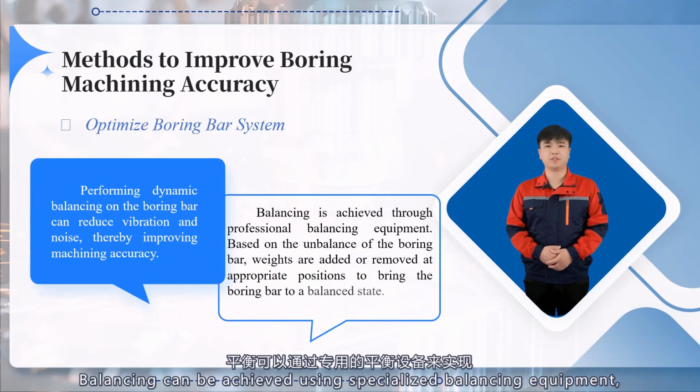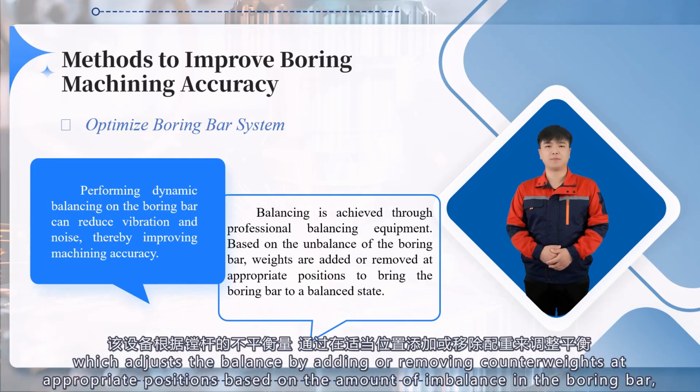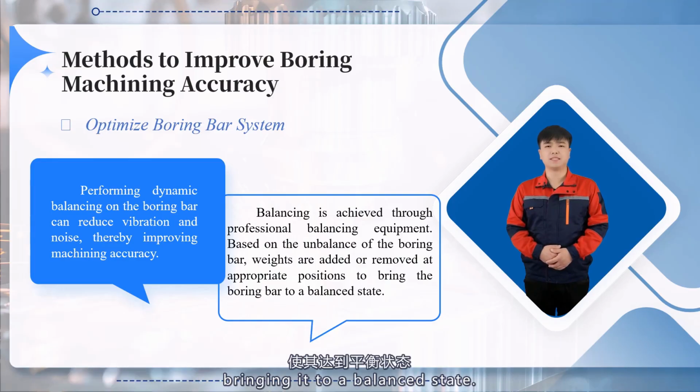Balancing can be achieved using specialized balancing equipment, which adjusts the balance by adding or removing counterweights at appropriate positions based on the amount of imbalance in the boring bar, bringing it to a balanced state.